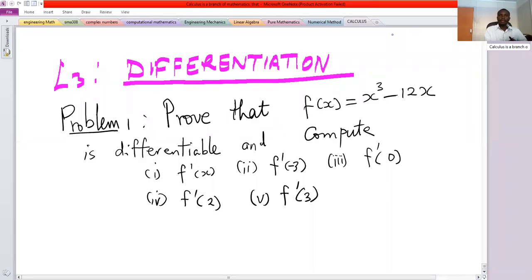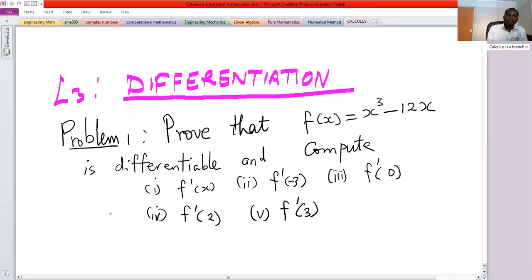Welcome to this class. This session, we are going to do two problems on proving that functions are differentiable and evaluating values of the derivatives of functions at specified points. So the problem is to prove that the function given by x cubed minus 12x is differentiable, and to state its derivative and then the derivative at minus 3, 0, 2, and 3.